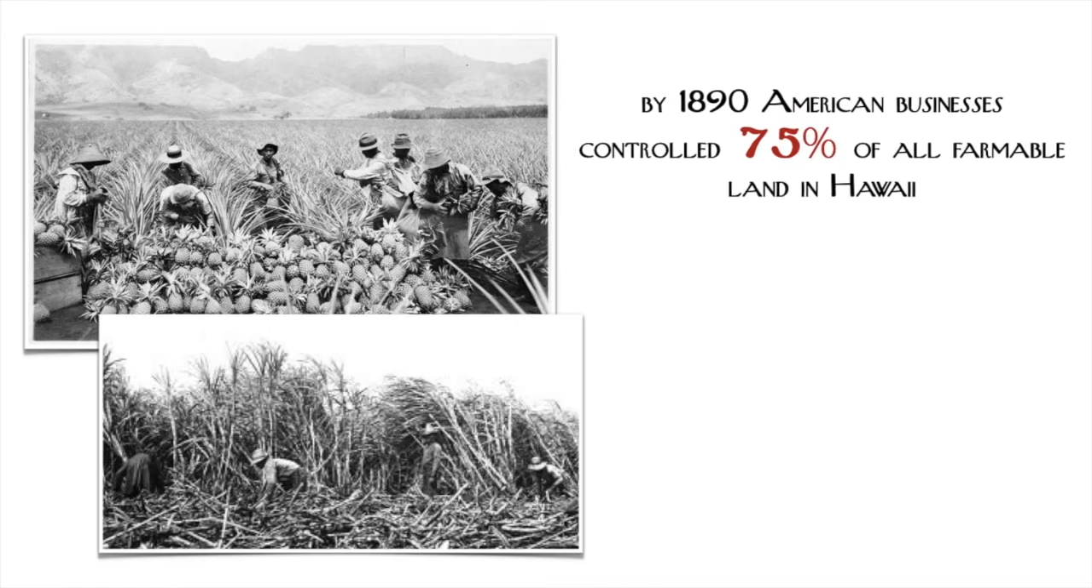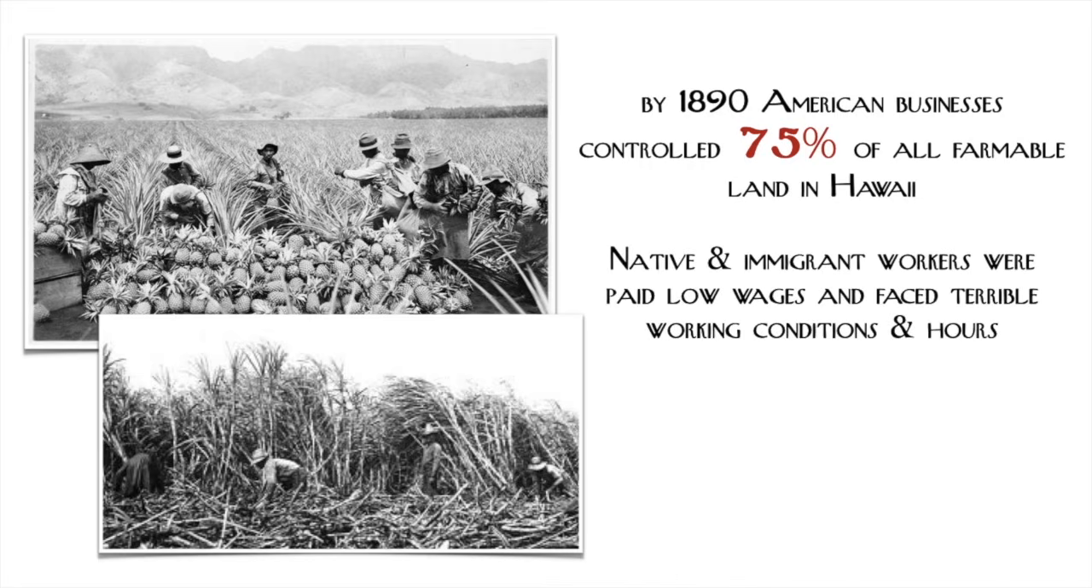Let's take a look at what's happening on the islands themselves. By 1890, American businesses controlled 75% of all farmable land in Hawaii. Native and immigrant workers are going to be paid low wages and face terrible conditions and hours, something that we saw in the Industrial Revolution. And as we also understand that racist ideologies are very powerful forces during this time of imperialism and expansionism, it makes sense that Native Hawaiians, who are considered not white, non-Christian people, and non-English speaking people, would be paid less.